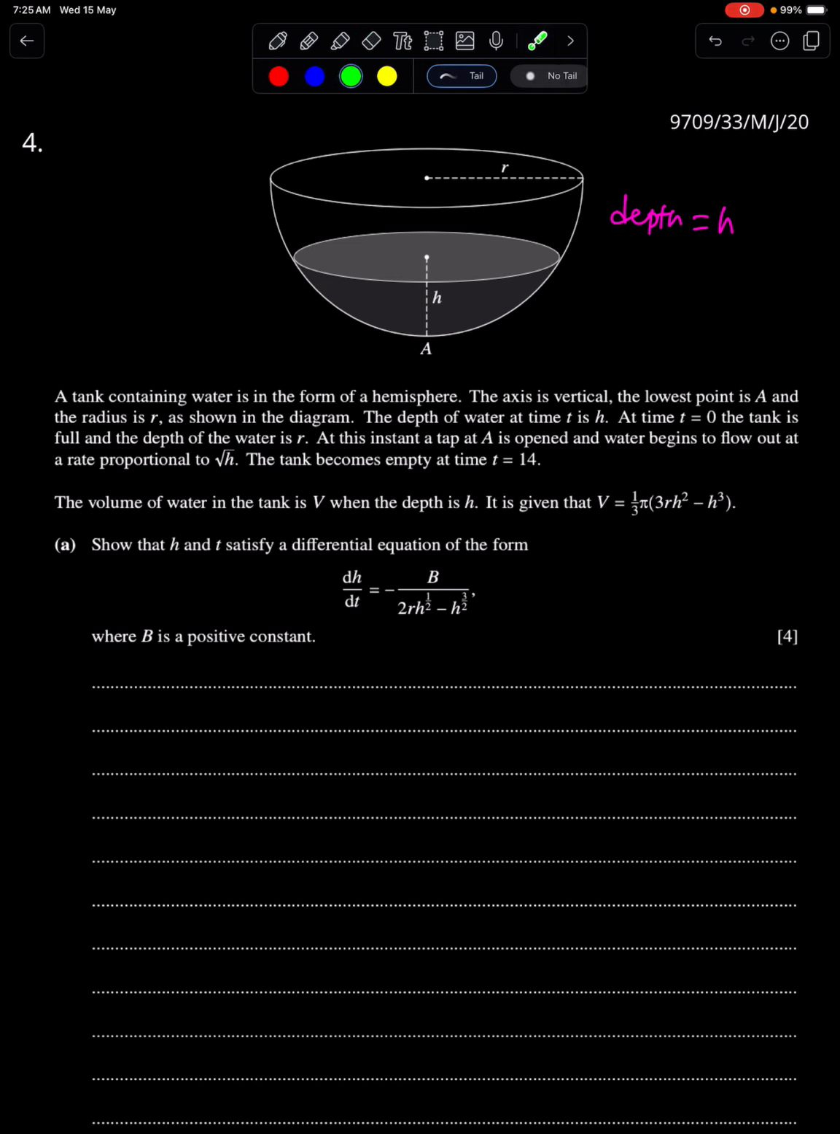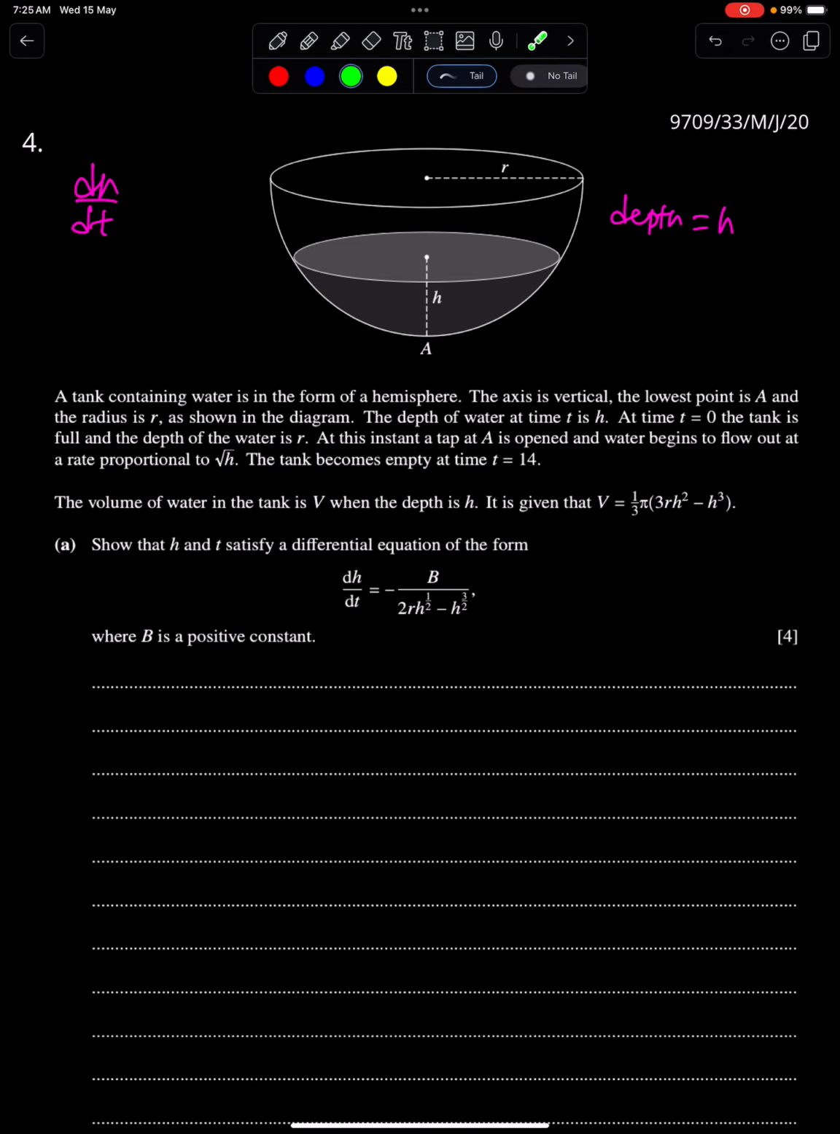This is one of the most important questions of differential equations. This question is from June 20, paper 33. A tank containing water is in the form of a hemisphere. The axis is vertical, the lowest point is A, and the radius is R, as shown in the diagram. The depth of water at time t is h. This means depth is h, and depth is variable, dh upon dt. It changes with respect to time.